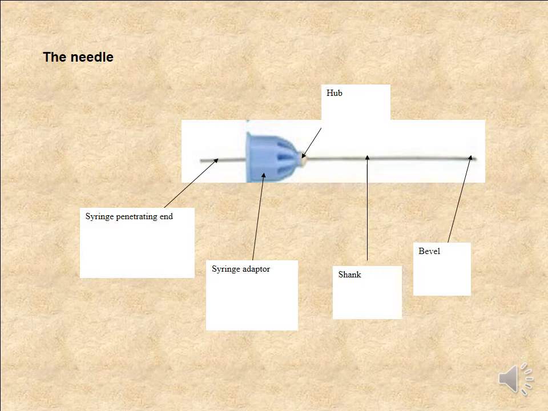cylindrical in shape, narrowing and opening in the side of the shank, and is connected by the hub to the syringe adapter. The last end is the syringe penetrating end that goes through the diaphragm to release the solution of local anesthesia through the needle to the body tissue.